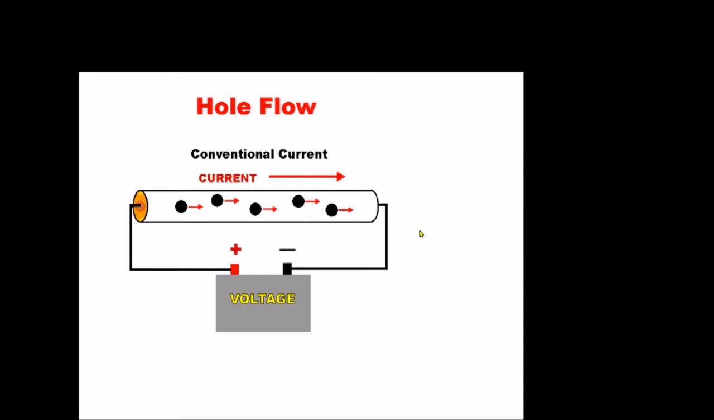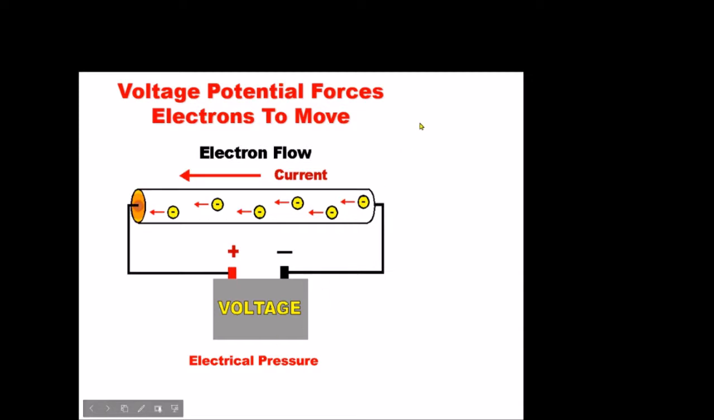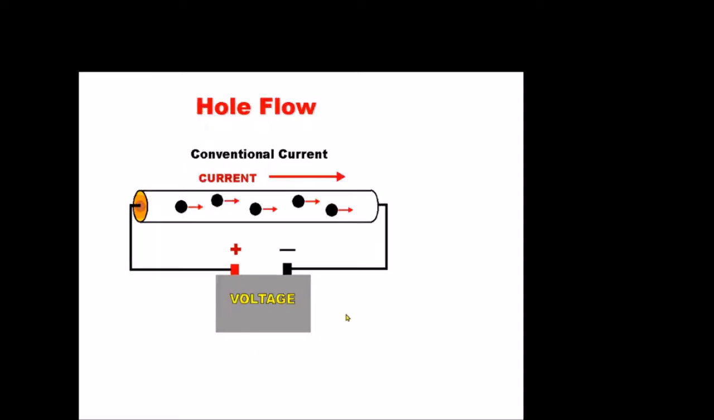Now, normally what we talk about is conventional current flow. And if I go back to this one again, you'll notice the electrons or the current flow here we're showing going from negative to positive. Now, if you're over in Europe, if you're overseas, they go by electron flow, just the way we're showing there. In the U.S., we go by more conventional current flow.